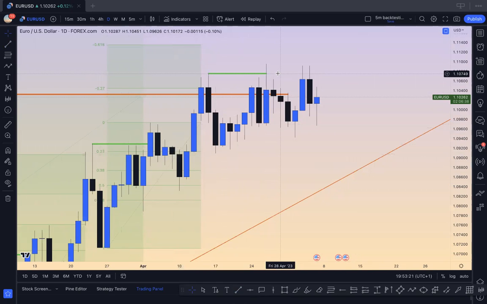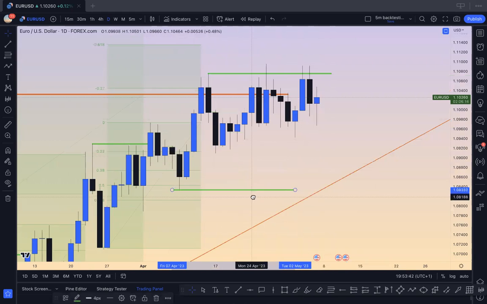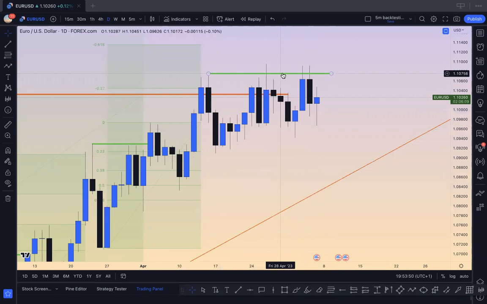But however, I wouldn't consider it a break of structure because it's wicked. So I would stop trading EU until it gives me a break. I would consider this consolidation. So from here to this low, to me, this is consolidation. Let me actually do the consolidation thing that I usually do.